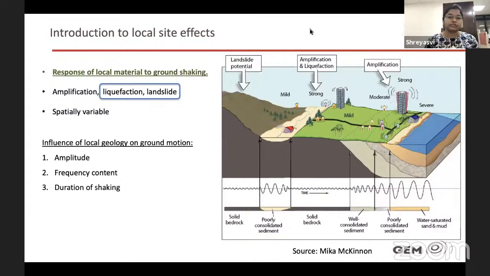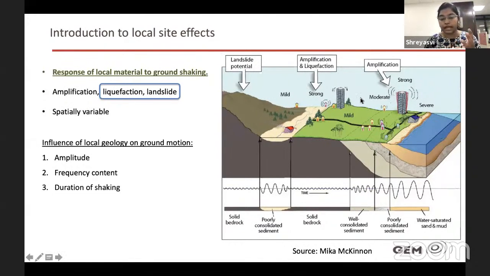Commonly, as you can see here, there are amplification, liquefaction, and landslide. Liquefaction and landslides are more like secondary effects of an earthquake, and geotechnical damages are quite common when we encounter large magnitude earthquakes and so on. And like I was saying, the spatial variability is the most interesting aspect of site effects.